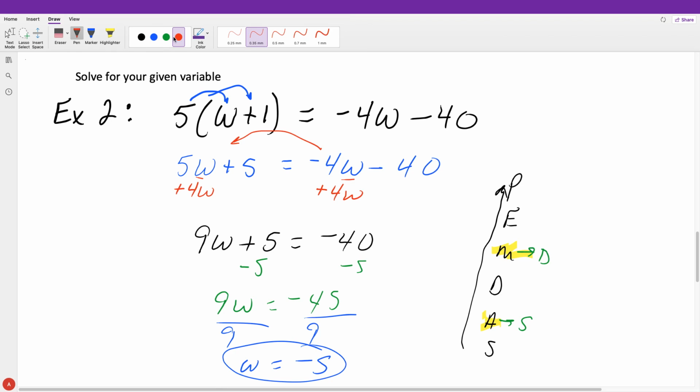Same thing, you can plug it back in to check, does it work? So 5 times negative 5 plus 1. Does this equal negative 4 times negative 5 minus 40? Well, negative 5 plus 1 is negative 4, times 5 is negative 20. And negative 4 times negative 5 is positive 20, and positive 20 minus 40 is also negative 20, so yes, it does work. All right, so now we're going to go ahead and move on to solving proportions, and there's 1 or 2 questions we'll do with that.